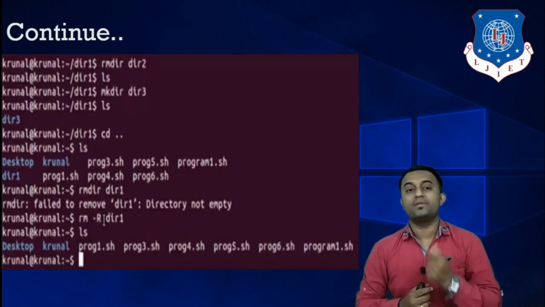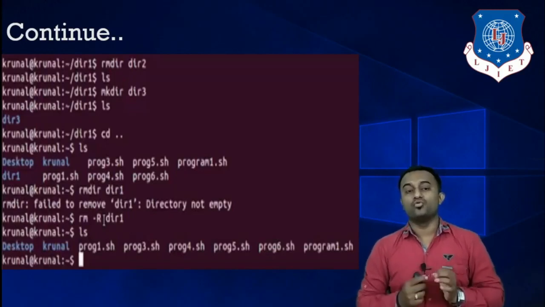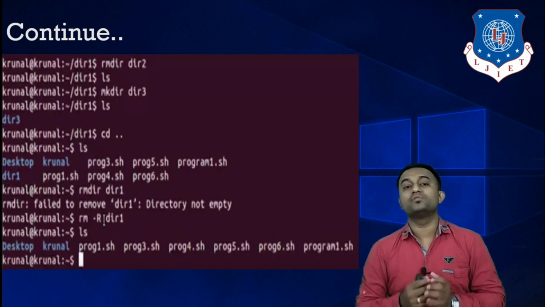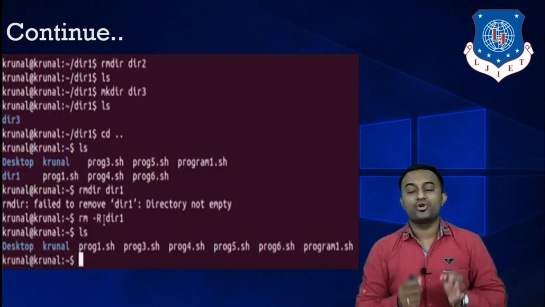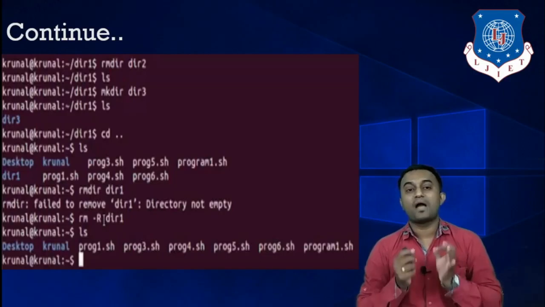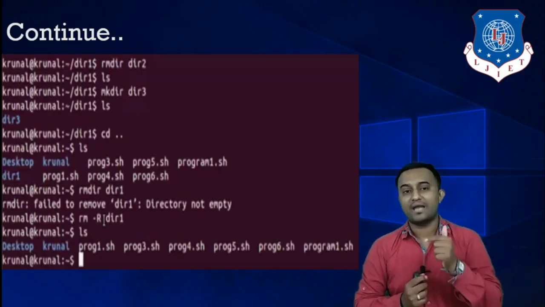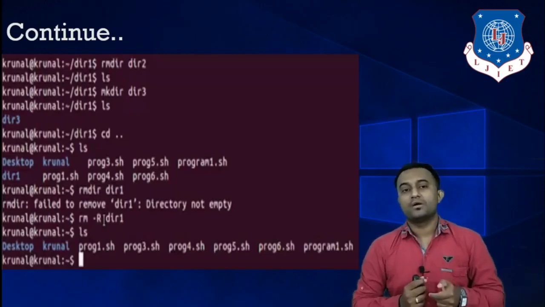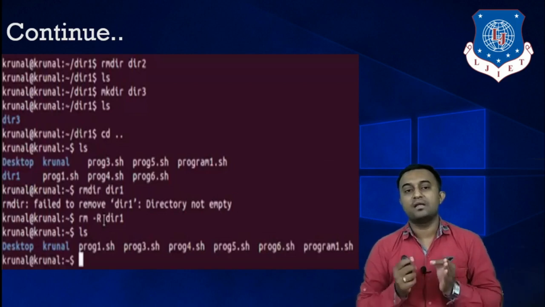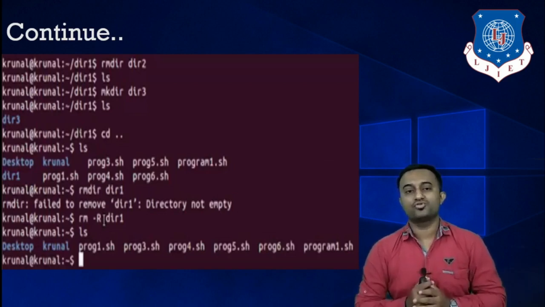If the particular directory is empty, then this command will work. But if it is not empty, what do you need to do? Still, if you want to remove that directory, instead of rmdir, you need to use rm space hyphen r. The r option is nothing but recursive. So rm space hyphen r, then the directory name that you want to remove.